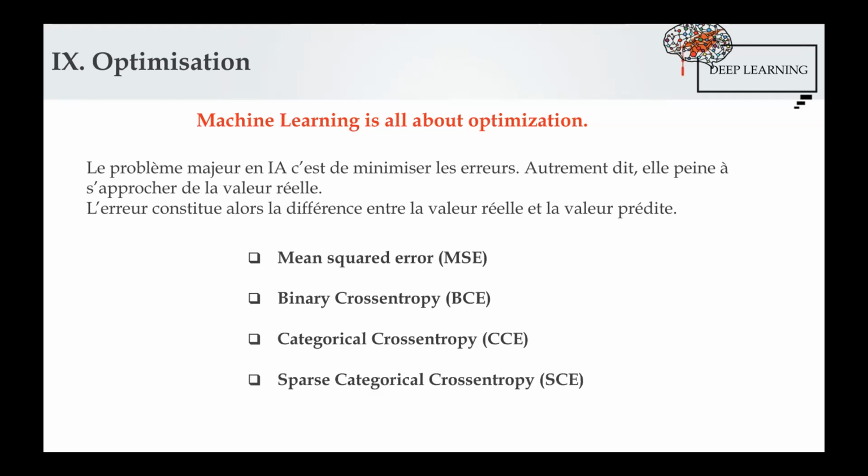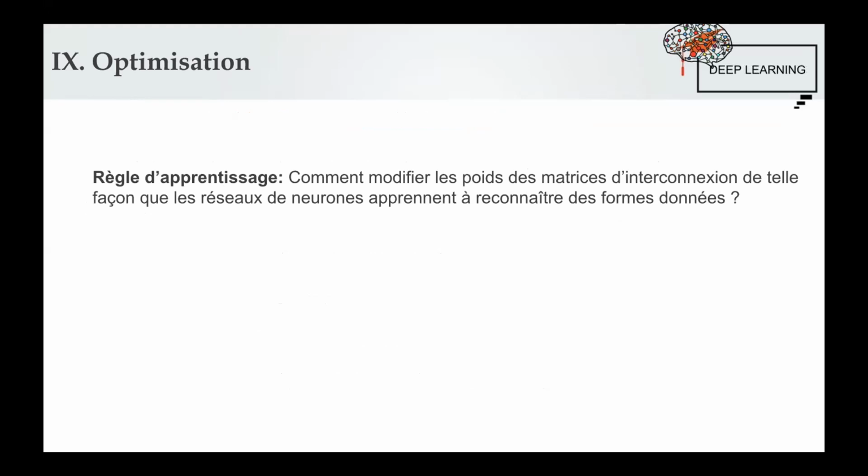Ça, c'est comme le categorical cross entropy. Ça, c'est pour faire aussi de la multiplication. Donc, l'optimisation. Le problème, que les règles d'optimisation, c'est par exemple, comment modifier dans le réseau de neurones les poids d'interconnexion de telle façon que les réseaux de neurones apprennent à reconnaître des formes données, apprennent à prédire des valeurs, à reconnaître des formes.